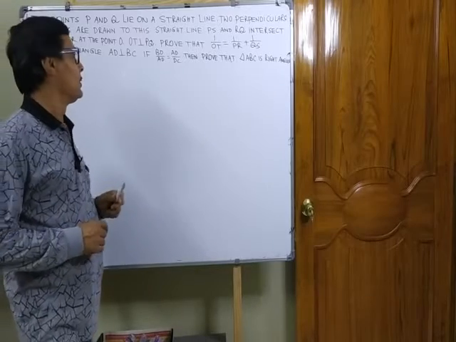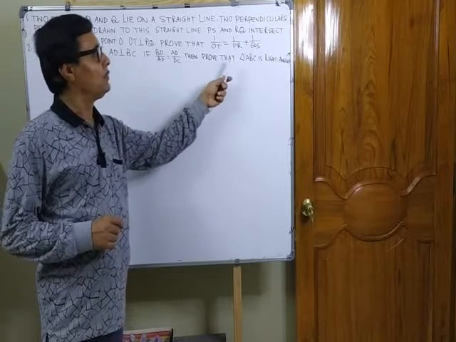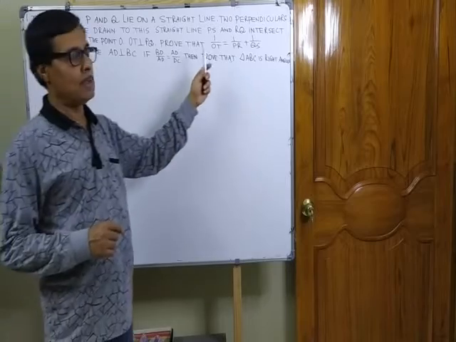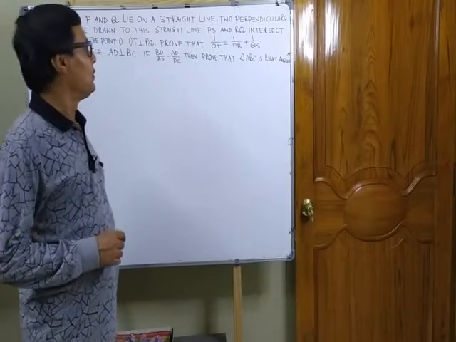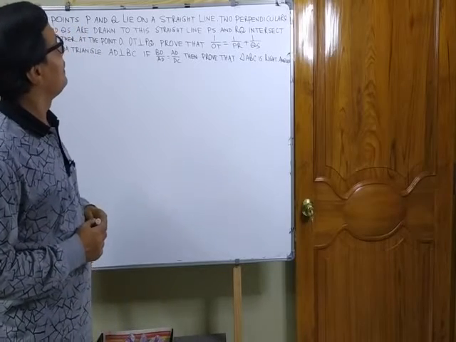If BD over AD is equal to AD over DC, then we have to prove that ABC is a right angle triangle. We have to prove it under this condition. Now we can start the solution.